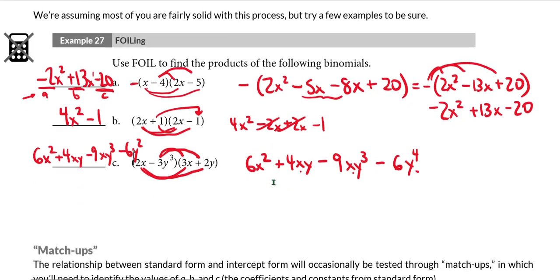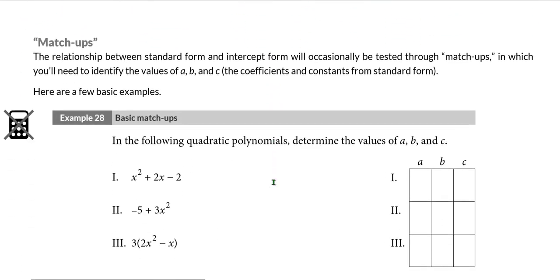Down at the bottom of this page, we have to talk about matchups. Matchups really just deal with questions on which we need to identify the coefficients and constants from standard form, although do keep in mind that A is part of intercept and vertex form as well. We tend to talk about A, B, and C, though, most commonly in the context of ax² + bx + c, and I just mentioned this. There is your A, which is the coefficient in front of your quadratic term. There's your B, the coefficient in front of the linear term, and there's your C, the constant that hangs out there at the end.